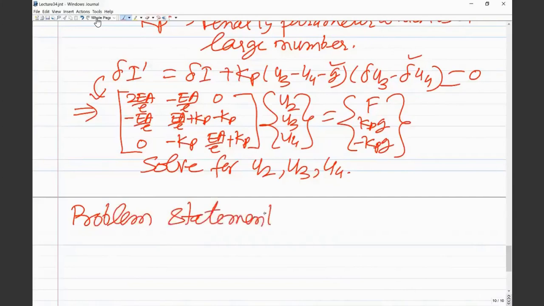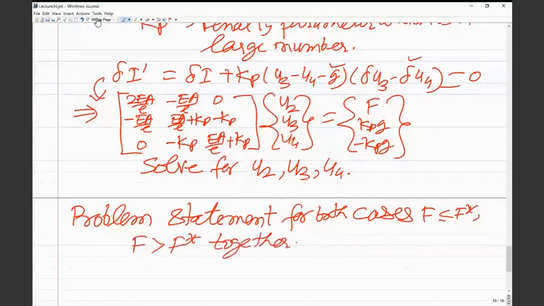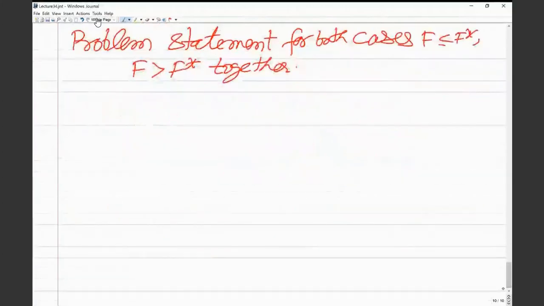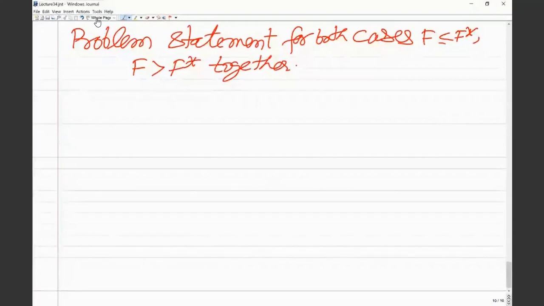The problem statement for both cases, that is, one is f is less than equal to f star and the other is f is greater than f star. For these two we can put the problem together. So how do we write in that case? Let me again write it as the minimization problem.